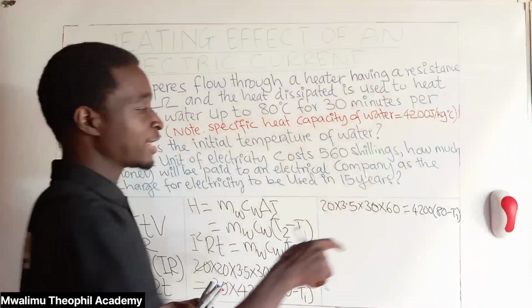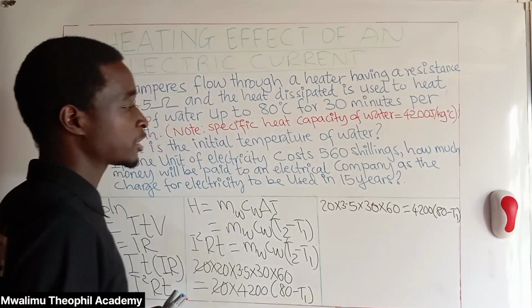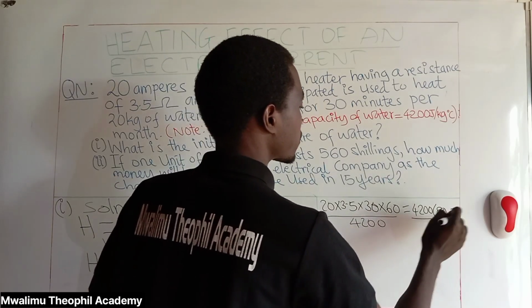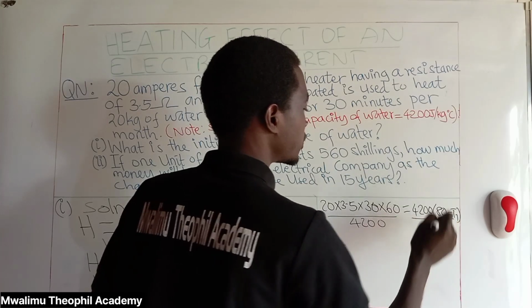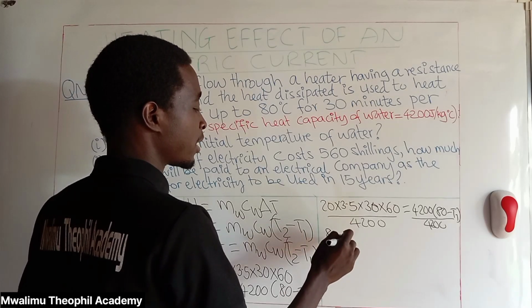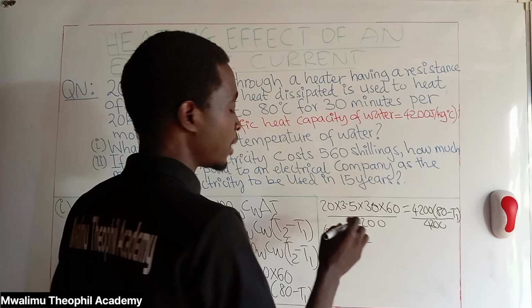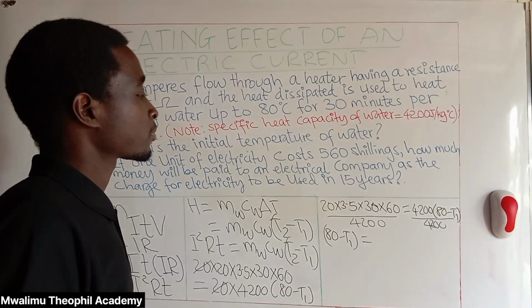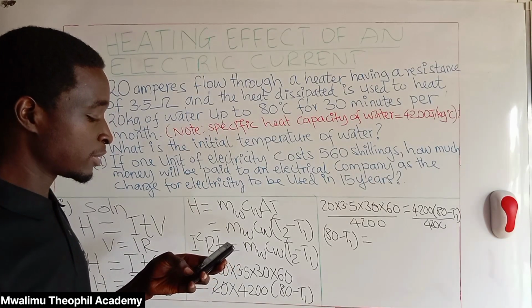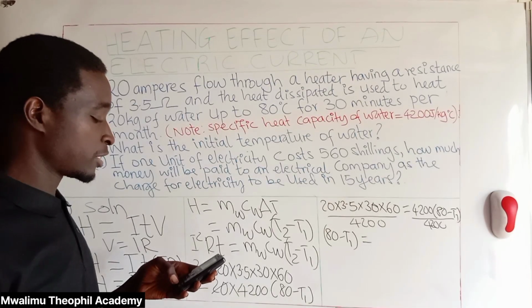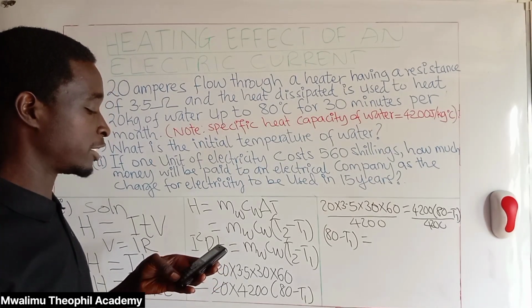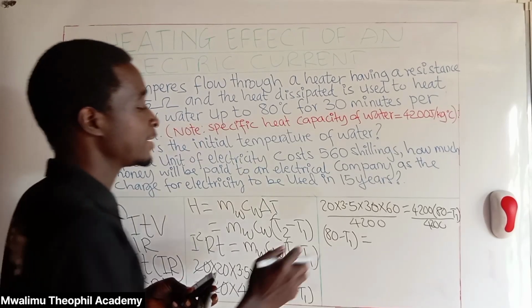After that, let us divide by 4,200 on both sides. Now we are left with 8 minus T1 equal to, let us compute this value: 20 times 3.5 times 30 times 60 over 4,200. The answer which you get here is 30.